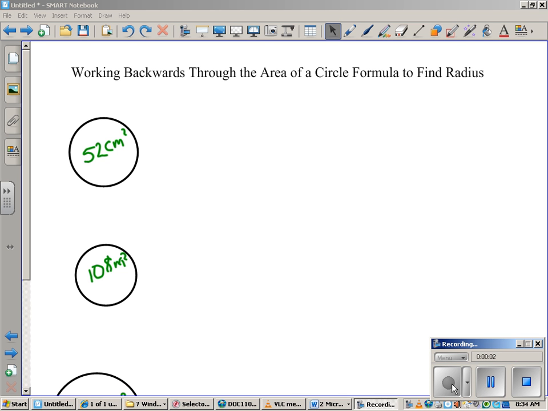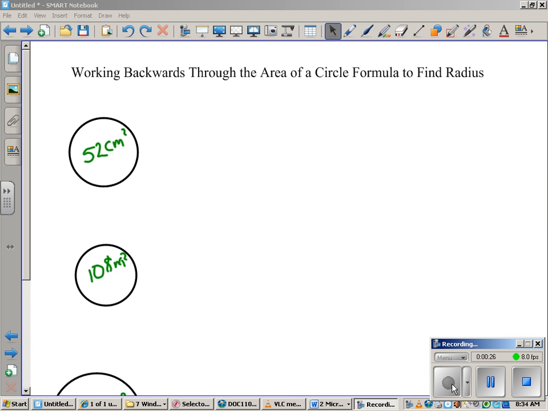Morning, class. So today, as you know, we're going to be working through how to work backwards through the area of a circle. And it's important that we are able to manipulate our formulas in math and science, that when they give you certain information or certain variables, you can solve for everything just using algebra. And you should be gaining confidence each and every day we do it.